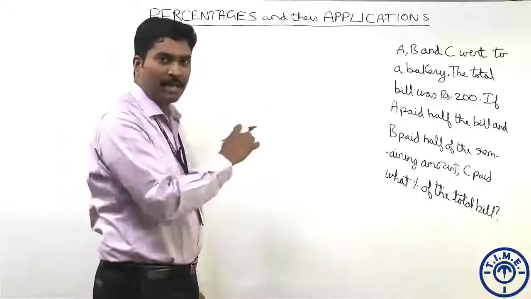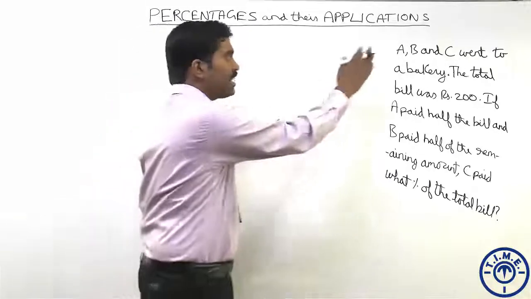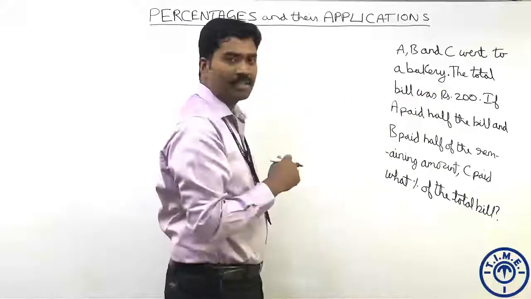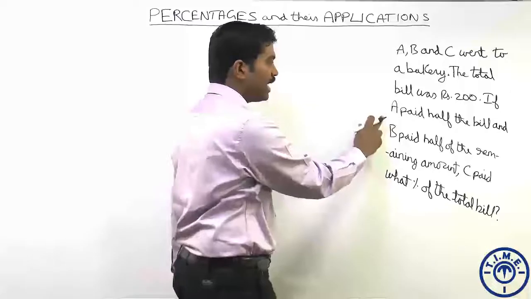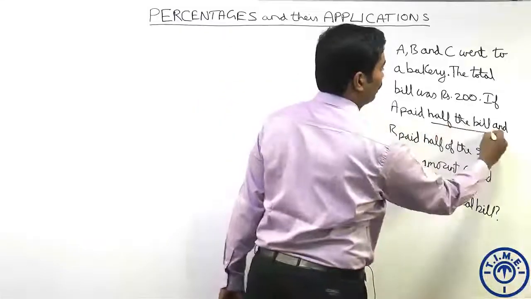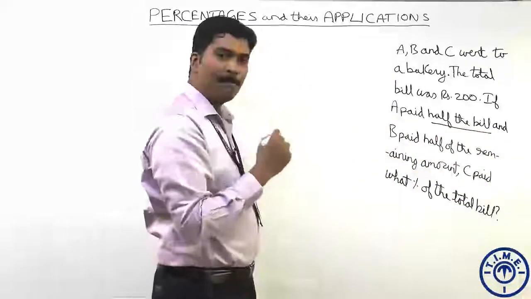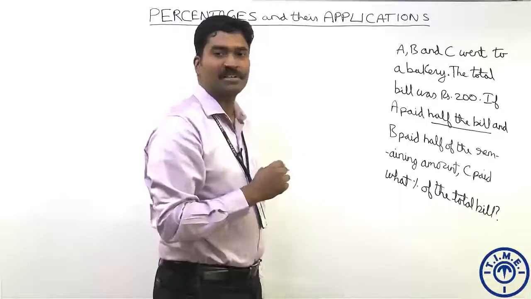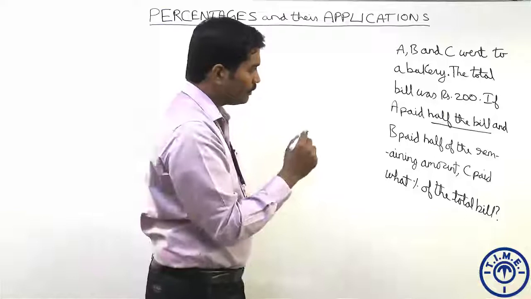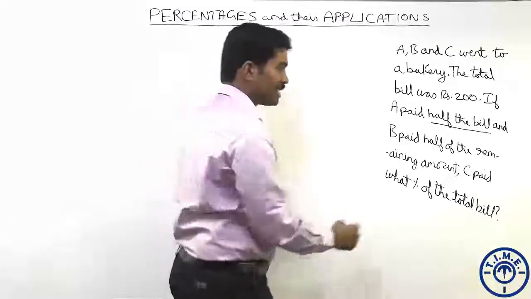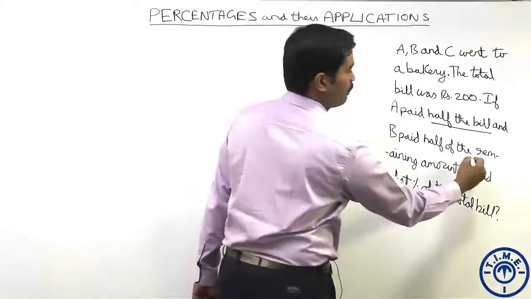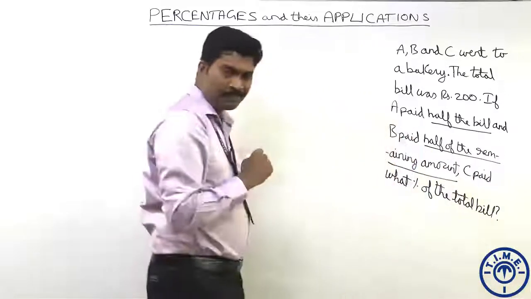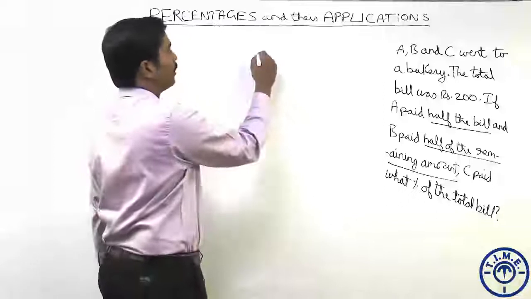Look at one more practice question on the board. Three friends A, B and C went to a bakery. The total bill was 200 rupees. If A paid half the bill, half the total, and B paid half of the remaining amount, C paid what percentage of the total bill? Here there is scope for making a mistake. Please pay attention to this part particularly: half of the remaining amount. The total bill was 200.